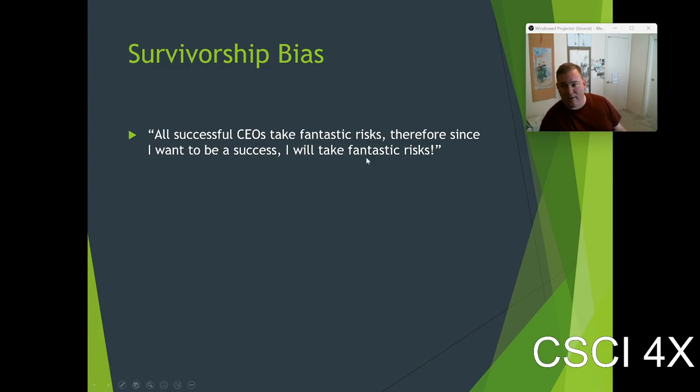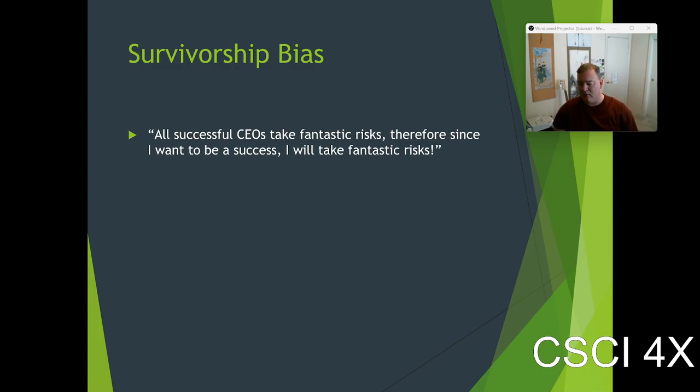So when you look at these self-help books, they tend to only look at the people who made it big, like the Bill Gateses and the Steve Jobses and things like that. And they don't look at the people that failed. And this creates something called survivorship bias. Survivorship bias is when you only look at the successful people.